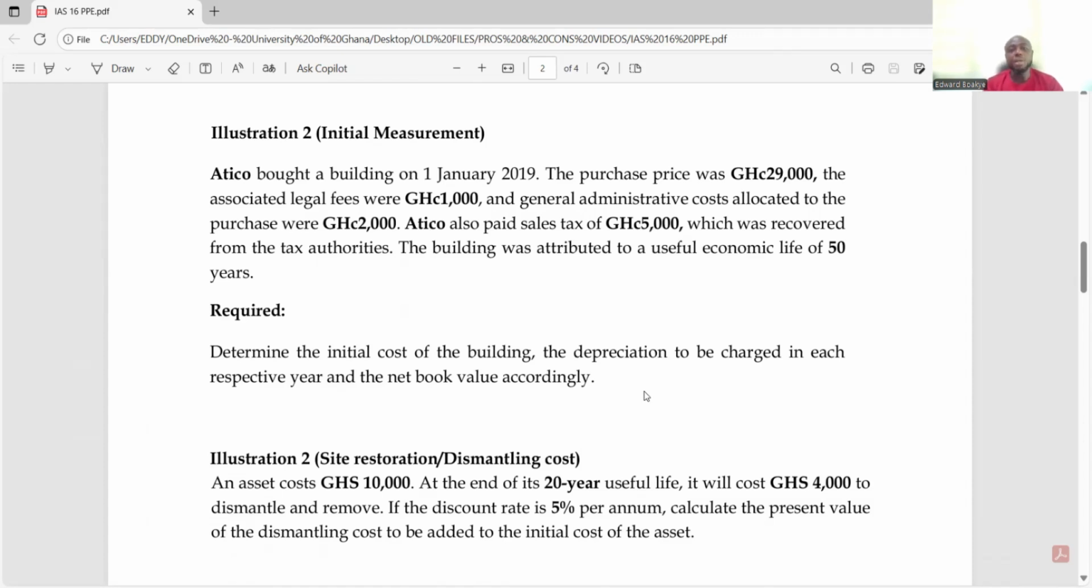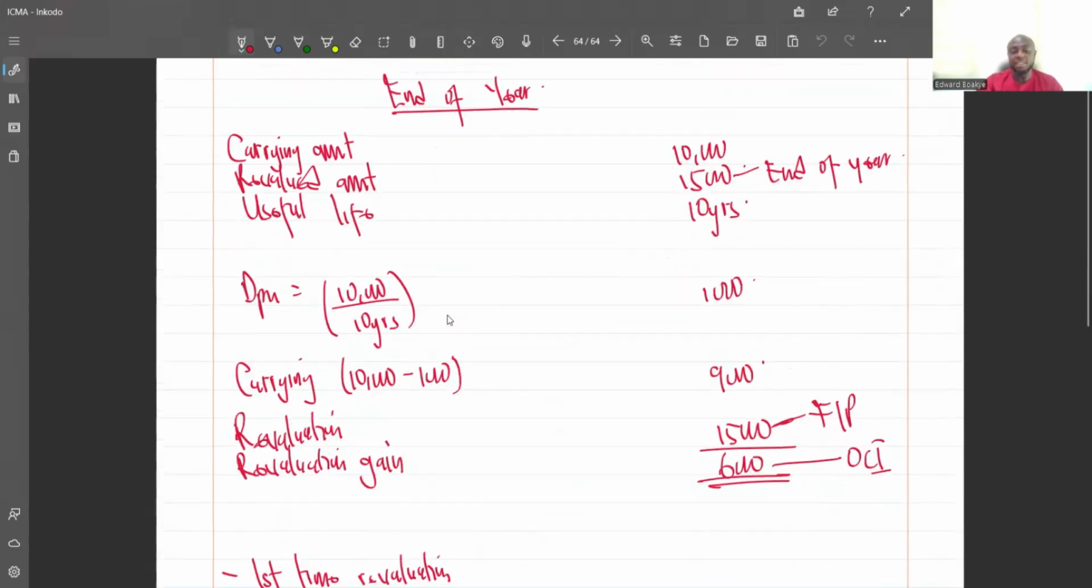Okay. Atiku also paid sales tax of 5,000, which was recovered from the tax authorities. The building was attributed a useful economic life of 50 years. You have to determine the initial cost of the building, the depreciation to be charged in each respective year, and the net book value accordingly. Now, I believe by this time we may know more about depreciation, isn't it?